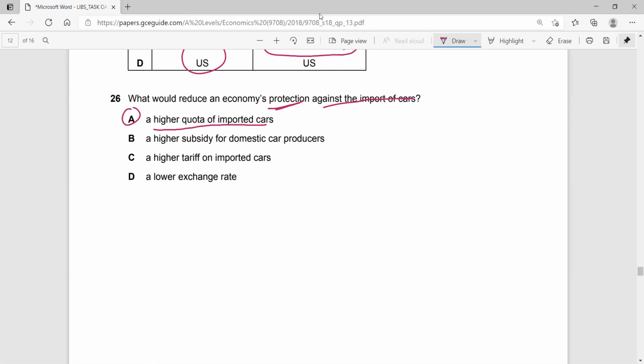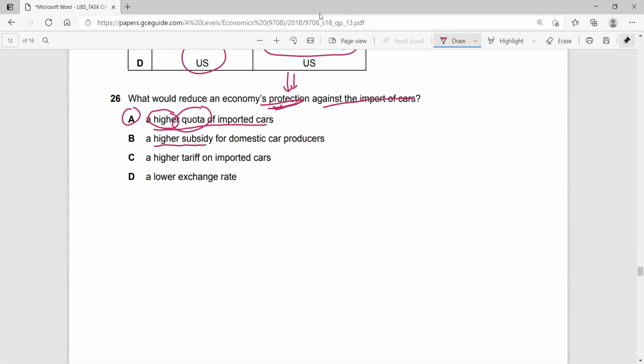But this is actually the right answer, because a quota is an amount of units that you can import, like 100 units, 1,000 units, a million units, whatever. A higher quota means a larger amount of units that you can import. Maybe instead of 100 units, you can now import 200 units. So it's easier to import cars because there is more space, and thus the protection you have is less. I'm not saying it's completely easy, it's just relatively easier.